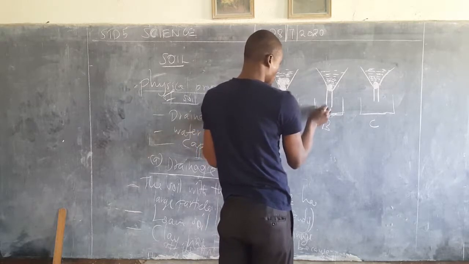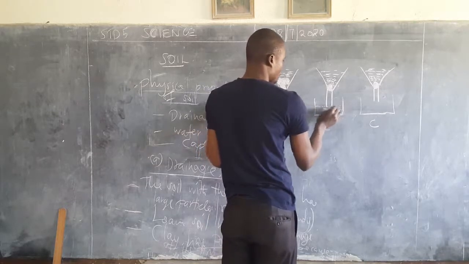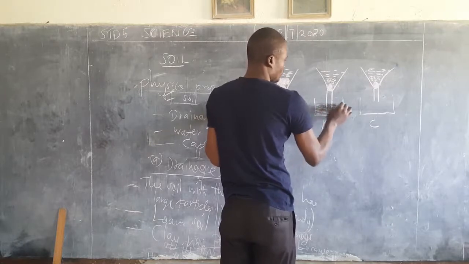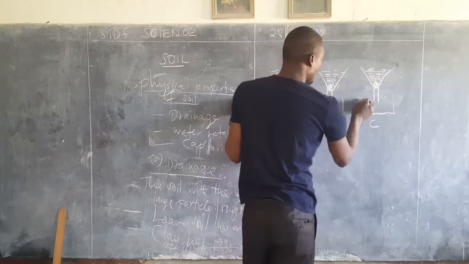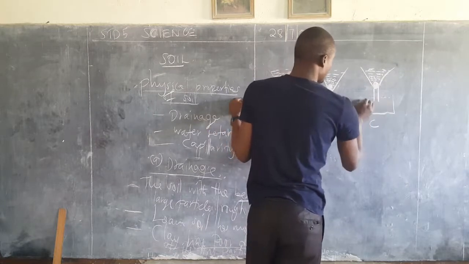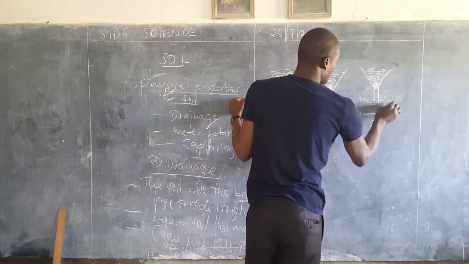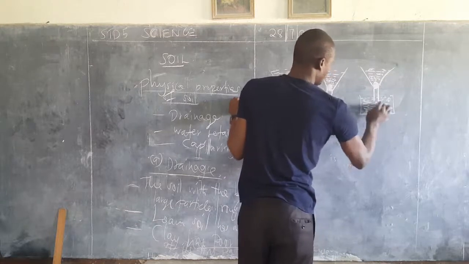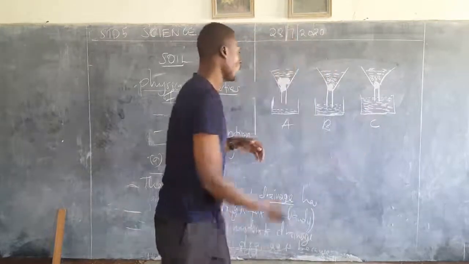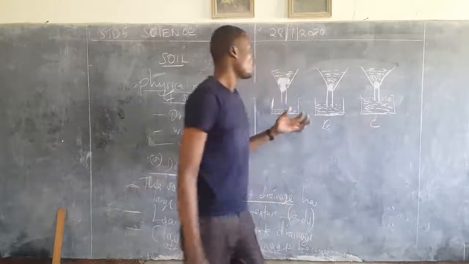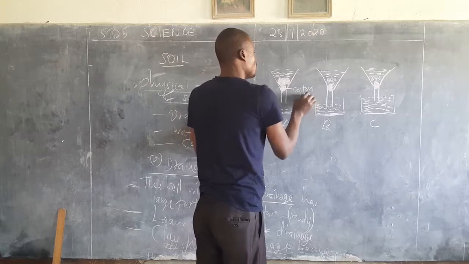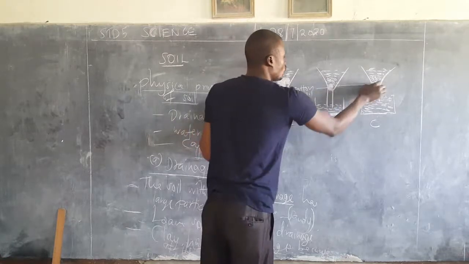Then here we have medium. I can show by at least that one. Then here you can see the water is full. Maybe I can just put it there. So now, from the water that has been collected, we have used the same amount of cotton wool. This is cotton wool. All of it is cotton wool.